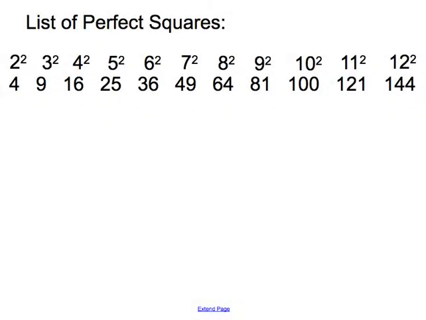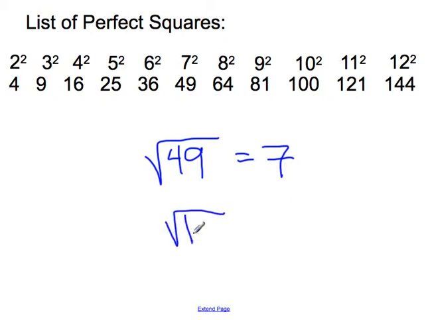Here's a list of perfect squares. In these perfect squares, you'll see 5 squared equals 25. So if we need to know the square root of 49, well, that's equal to 7. Square root of 121, right up here, equal to 11. So we're going to use this perfect square list to help us figure out simplifying radicals.